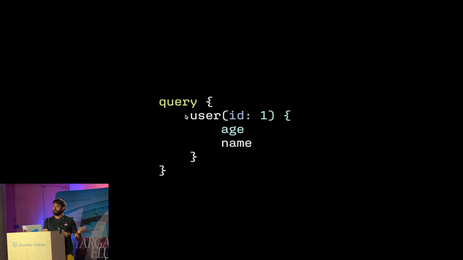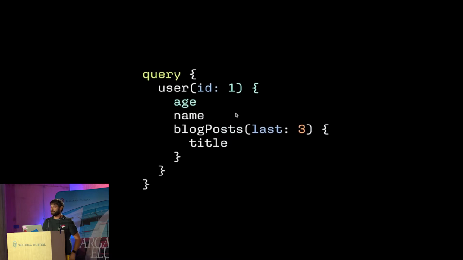So for example, for our previous REST API, the equivalent GraphQL API could look something like this. We have a query, we're fetching user with ID of 1. GraphQL also allows you to specify parameters to every field, and then for fetching the age and the name for this field. And if you want to fetch the blog post, pretty simple. We add the blog post here. We can also specify I only care about the last 3, and then we want to fetch the title.